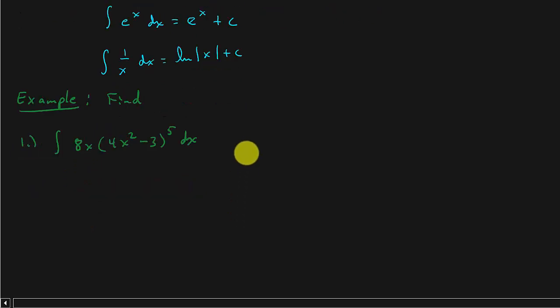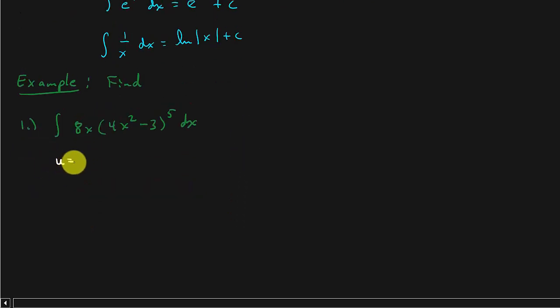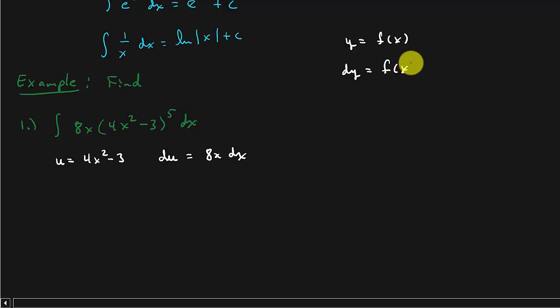So what we want to do here is we can say, okay, let's let u equal 4x squared minus 3. And then if we do the differential here, that's 8x dx, right? You remember back when we were, I don't remember what video it was, but it had something to do with approximations and differentials. If you had y equals f of x, then dy would equal f prime of x dx. Okay, that's what we're doing here.